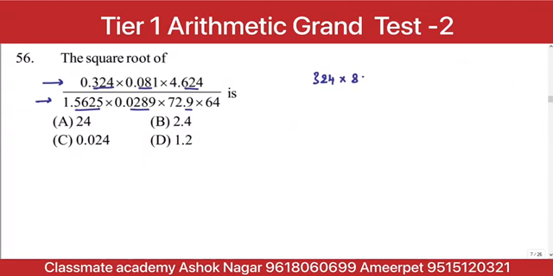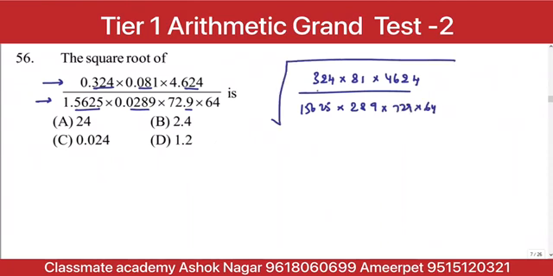324, 81, 4624, 15625, 289, 729, 64. We know the square root of all these numbers. Okay, this one is 18. It's 9. Keep it aside, I'll tell you. This one, 15625 is 5 to the power of 6 or square of 125. It is 17. 27. This one is 8.